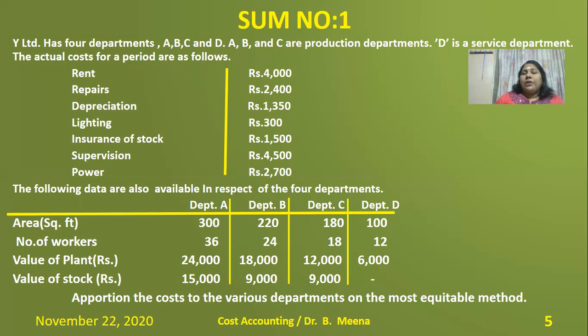So two things I shared: whenever you are preparing a primary distribution summary, you need to identify which are the production departments and service departments, and look into the problem.